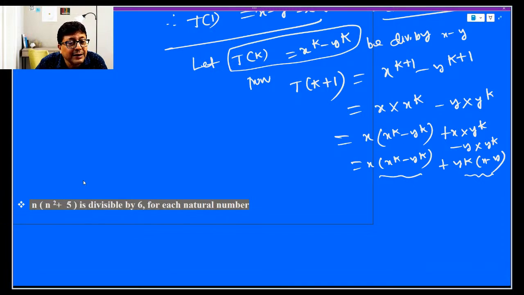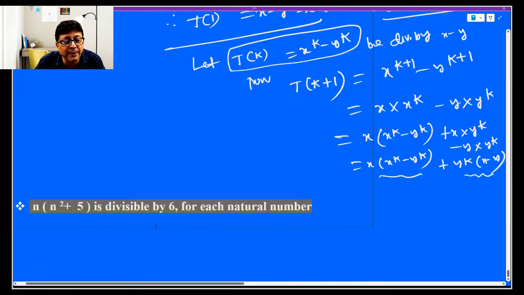Okay. Now one sum I have taken which is actually probably solved in the previous class. n into n square plus 5 is divisible by 6 for each natural number. You have to prove this. How do you do it? n into n square plus 5 divisible by 6. How to prove?